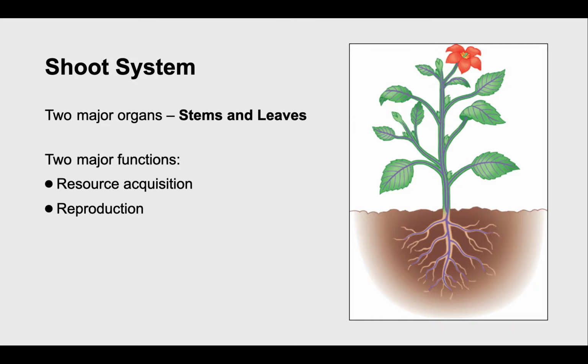All right, so we're going to move on to the shoot system next. It might seem a little bit more complex, but we're going to focus on two major functions of the shoot system. One is, again, resource acquisition. This time we're talking about above ground, so mainly we're talking about light, as well as reproduction. So any floral parts that come off of the stem would be part of reproduction here.